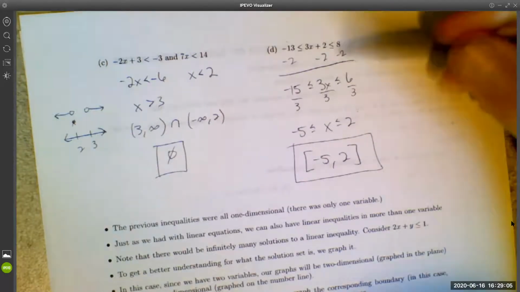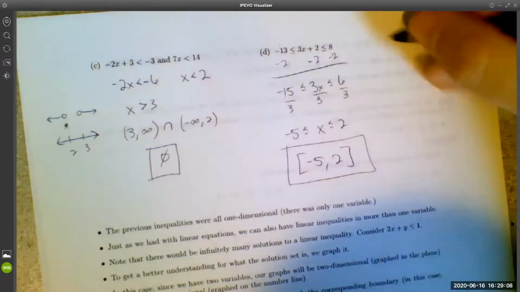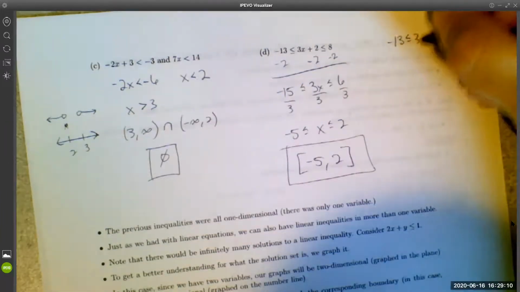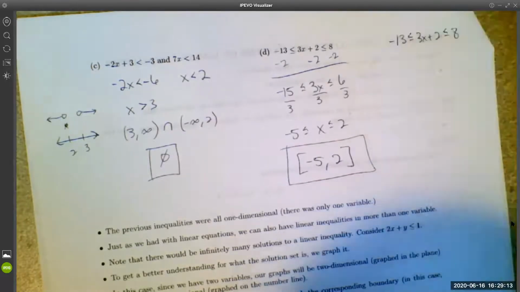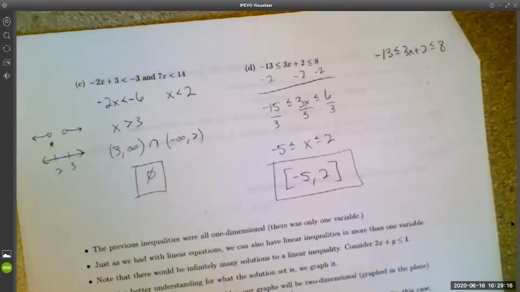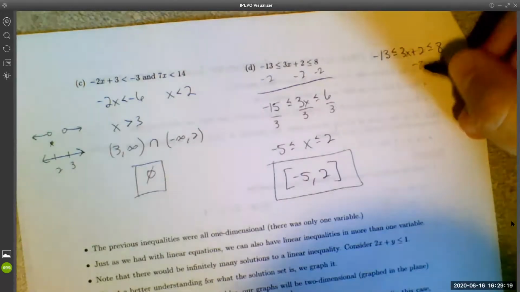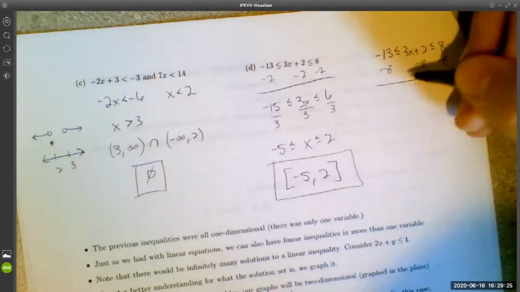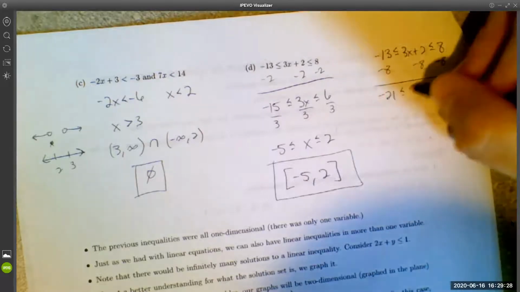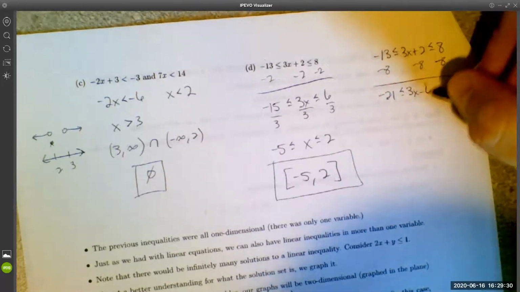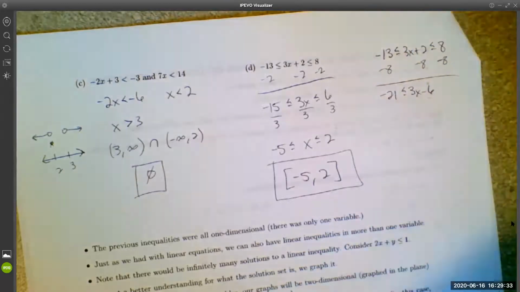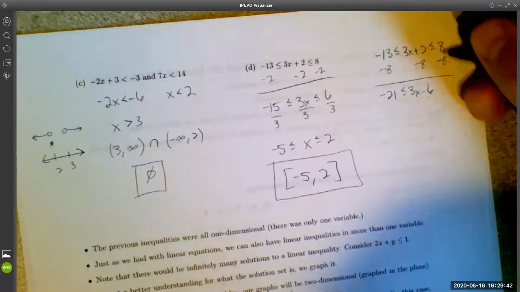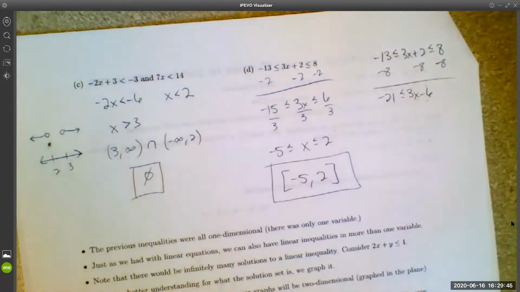Okay? One thing that I'll warn you of with this type of problem is that students sometimes will do stuff like this. They'll say, I don't like that there are 2 inequalities, so I'm just going to get rid of this 8. And then they'll say, okay, so negative 13 minus 8 is negative 21. We have 3x minus 6, and then this rest of it just magically disappears. And that's wrong, okay? You're allowed to subtract 8 through if you want, but 8 minus 8 is not nothing, it's 0, right?